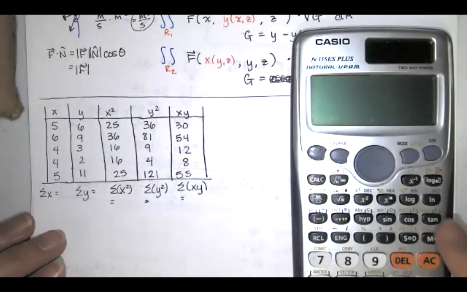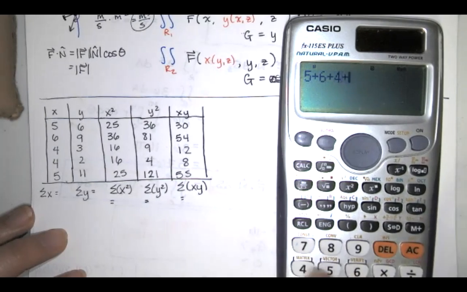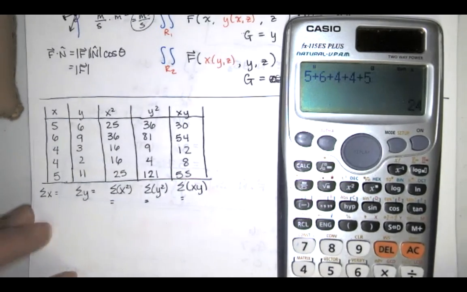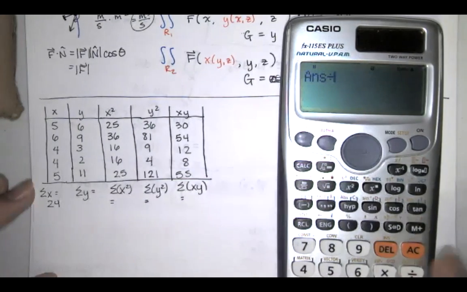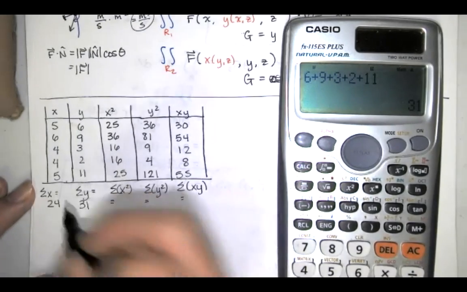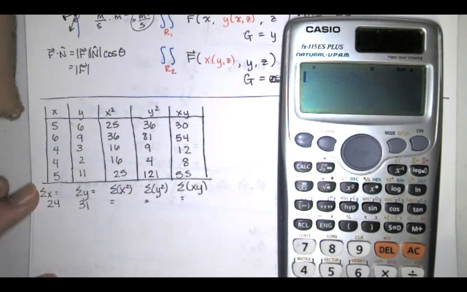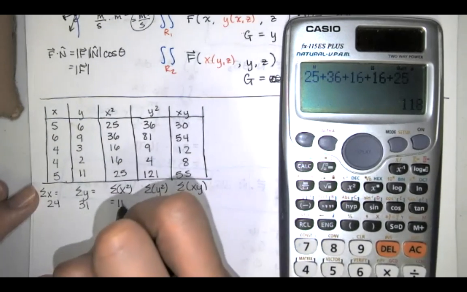Now you could do that arithmetic in your head as well, but I'm going to use my calculator to make this faster. 5 plus 6 plus 4 plus 4 plus 5 is 24. And then we have 6 plus 9 plus 3 plus 2 plus 11 is 31. Then when we add these together, 25 plus 36 plus 16 plus 16 plus 25 is 118.